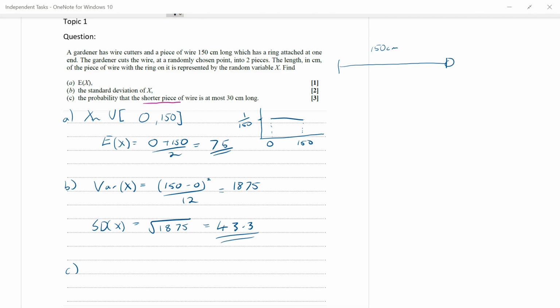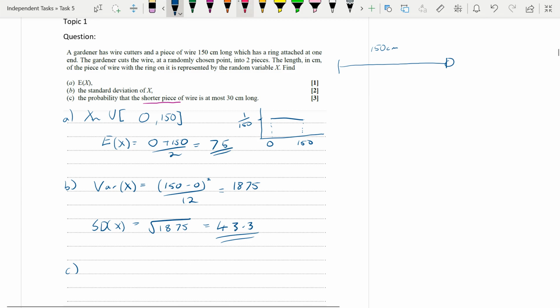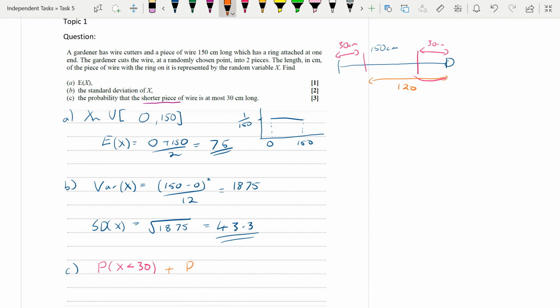So there's actually 2 scenarios here, okay? I either cut it here, and this length is at most 30 centimeters, or I cut it down here, and this length is at most 30 centimeters. Okay, now the first one's very straightforward, because that's my ring size. So this first section by here is going to be the probability that x is less than 30. Okay, the other scenario is this top end being 30, so this distance here must be 120 or bigger, because I want to be less than 30 on this side. So I'm also going to do the probability that x is greater than 120.